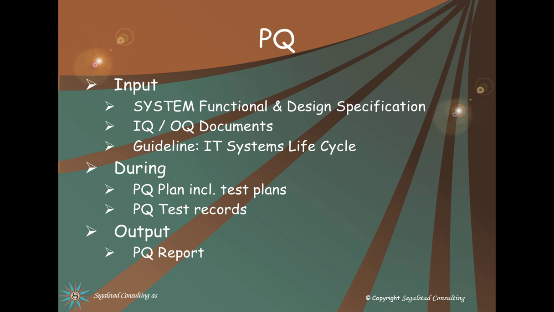The PQ input will be the system functional and design specification, the IQ and OQ documents, and if we have a guideline for life cycle, that would also be an input. What we create during the phase is the PQ plan, including the test plans. We create the test records, and we have a PQ report as the outcome.